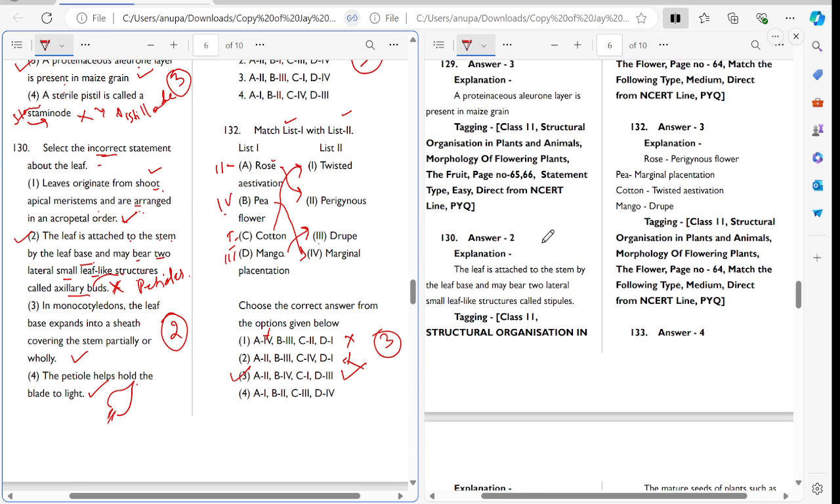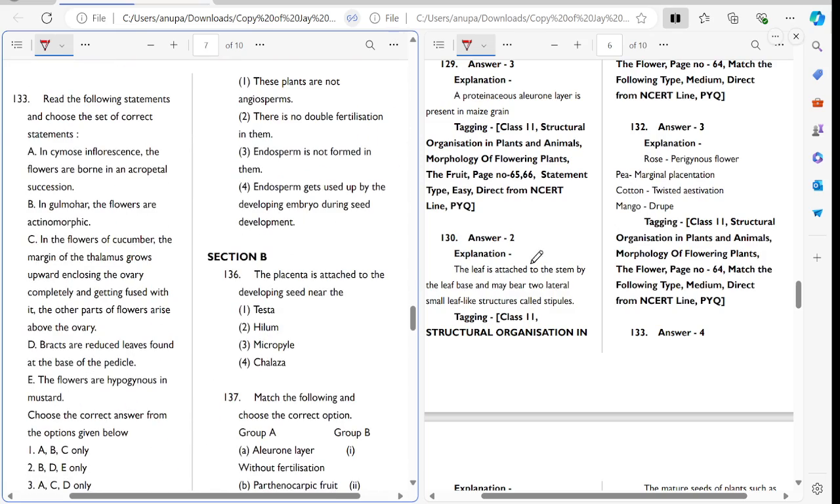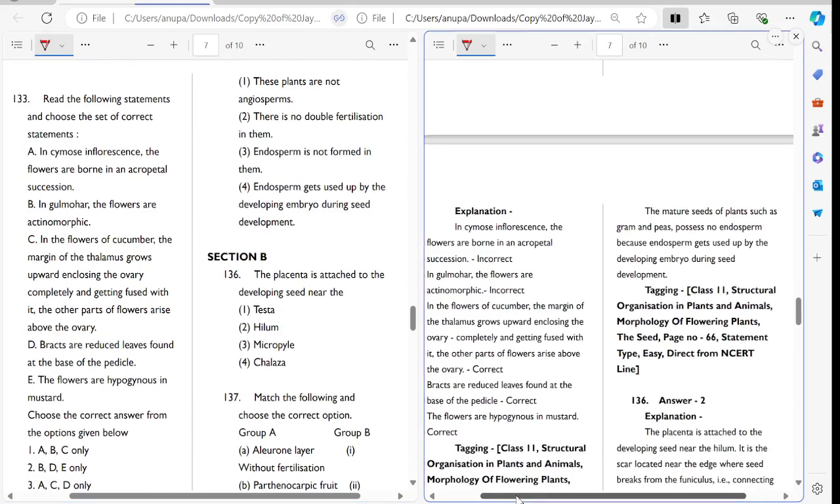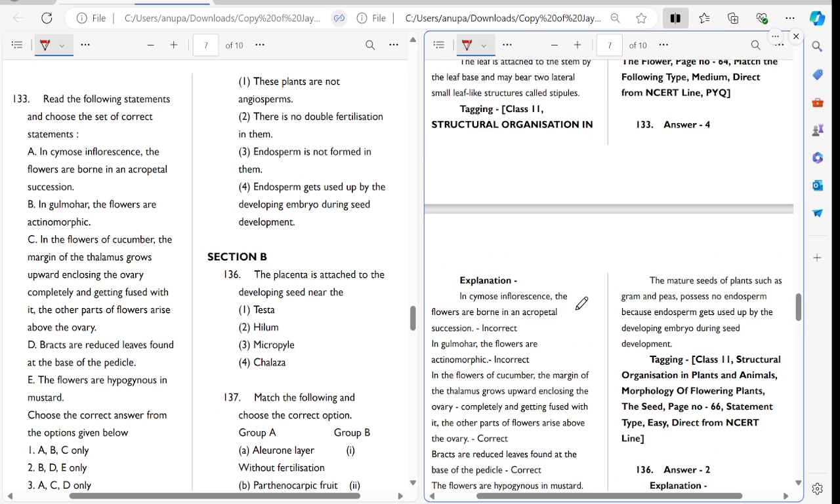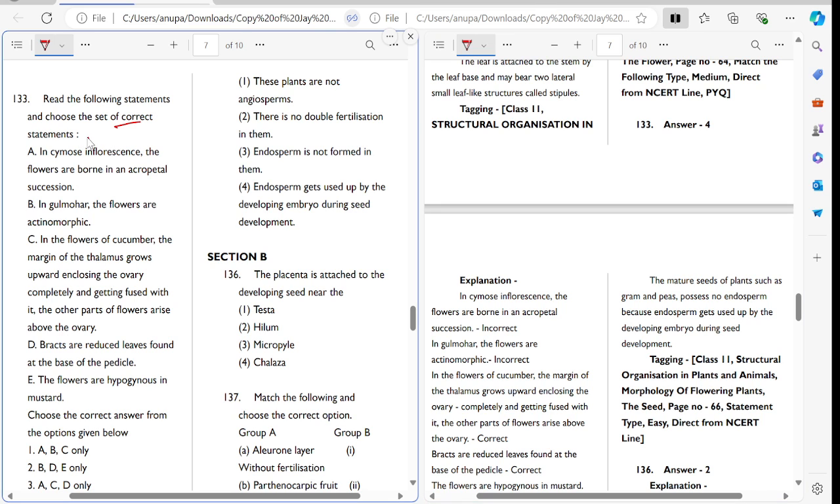Now let's move to question number 133. Here it is a statement based question. Read the following statements and choose the set of correct statements. We have to choose the set of correct statements here.